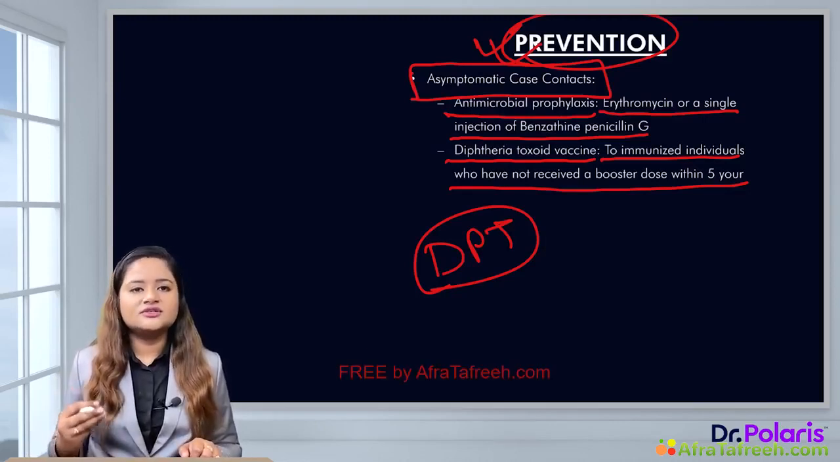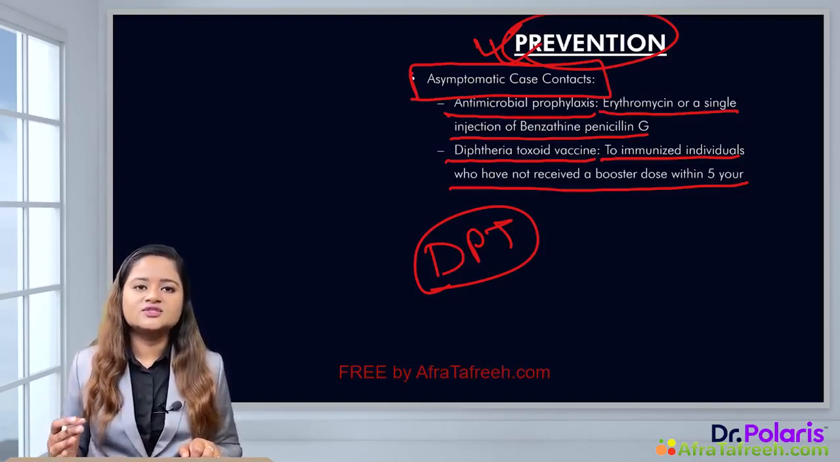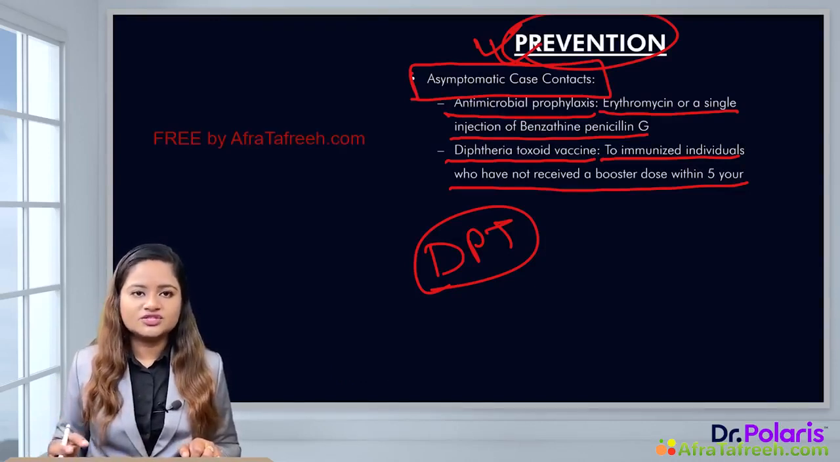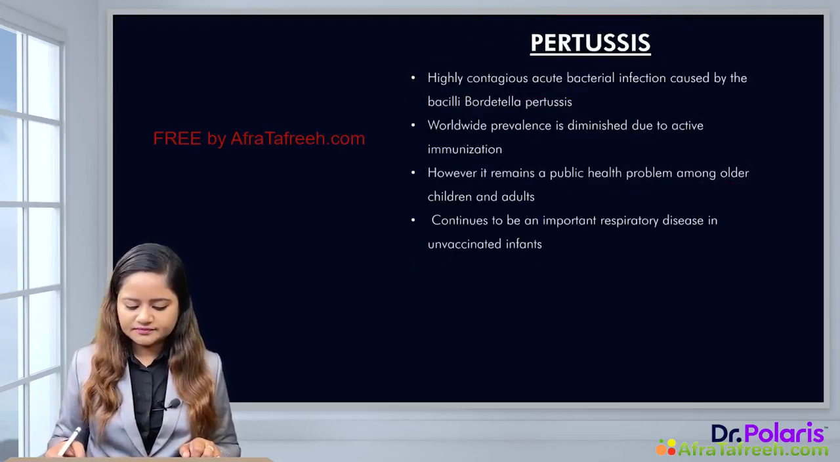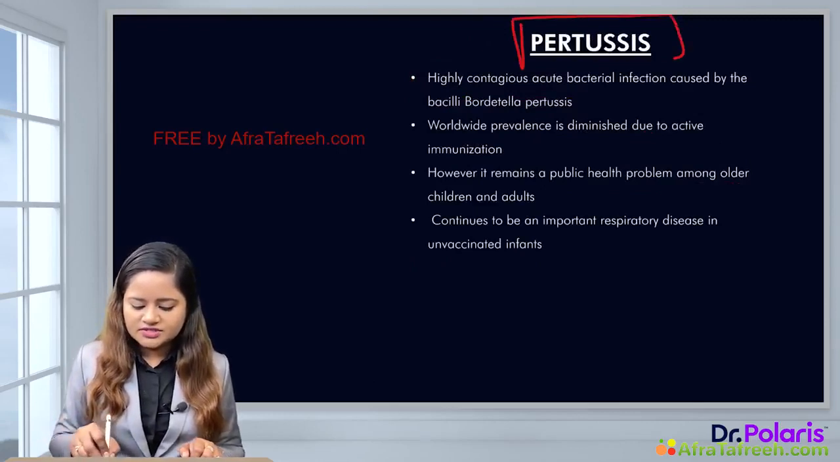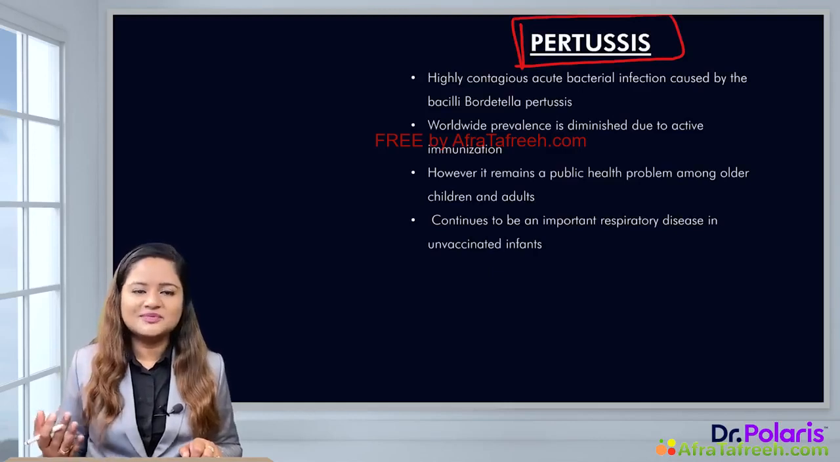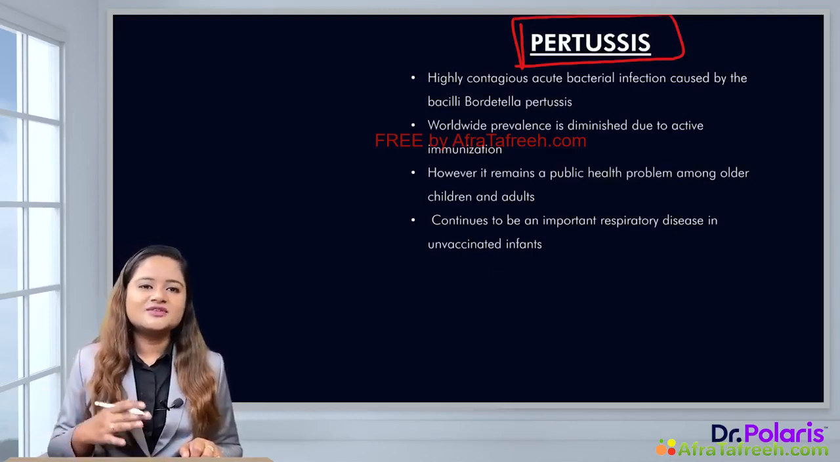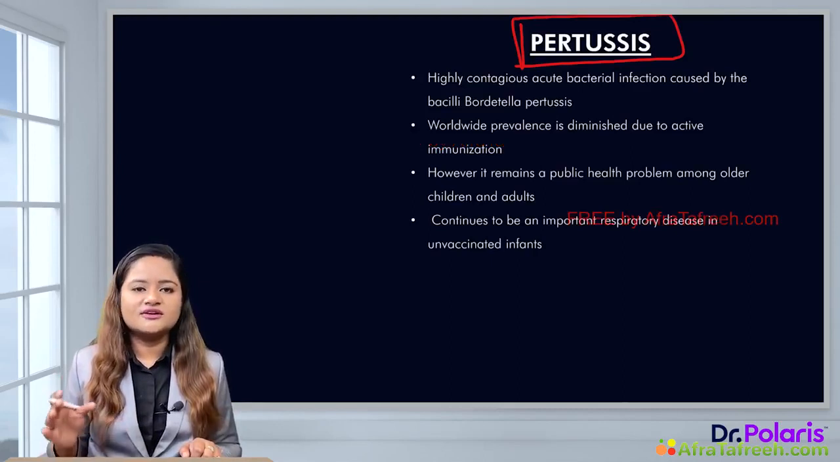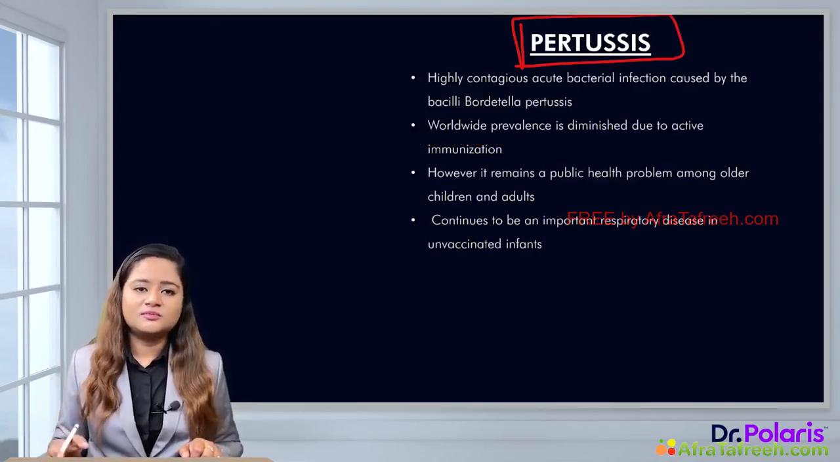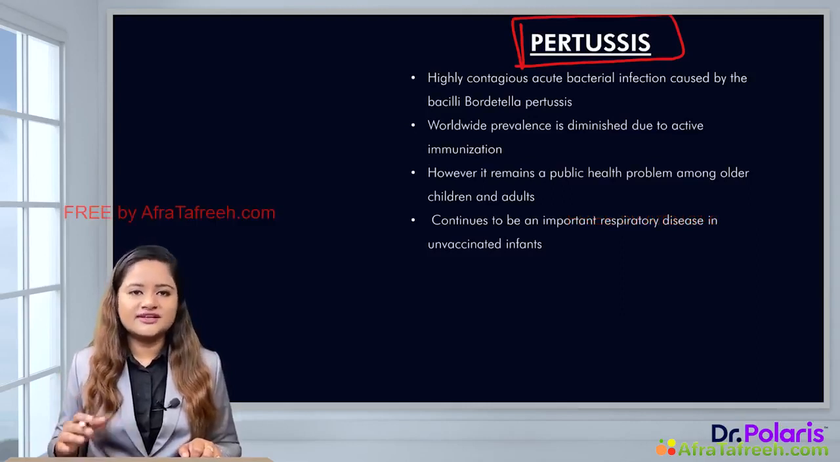So every child should receive the DPT vaccine so that they don't develop these dreadful infections in their lifetime. Moving on to pertussis. So out of DPT, diphtheria is the D part, pertussis is the P part, and tetanus is the T part. So it is a combination of these three important infectious diseases that is also given as a vaccination, and it is important to know the clinical features of each and every disease.